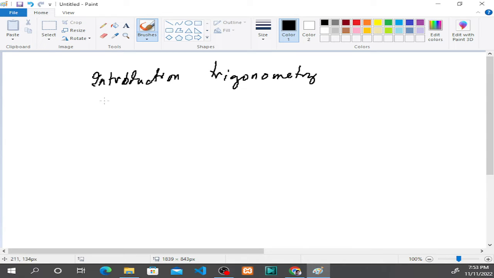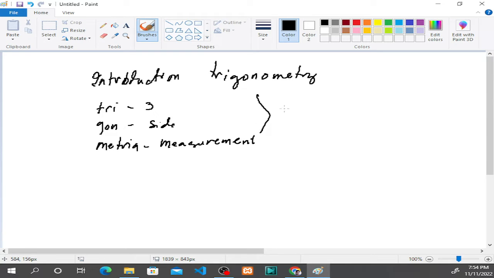Trigonometry comes from the Greek words trigon and metria. Trigon means three sides, and metria means measurement. When you add them together, it is the measurement of the parts of a three-sided polygon, or the measurement of the parts of a triangle.